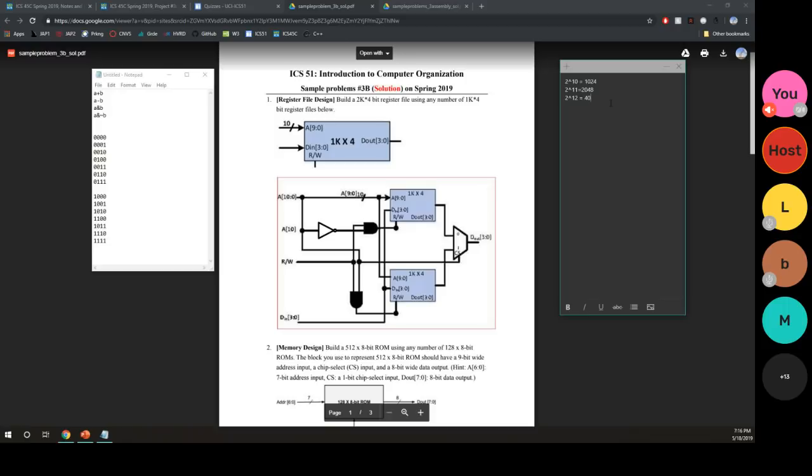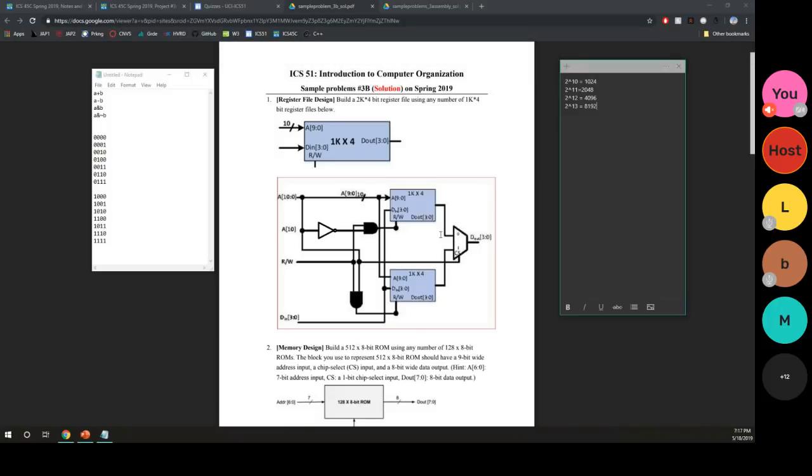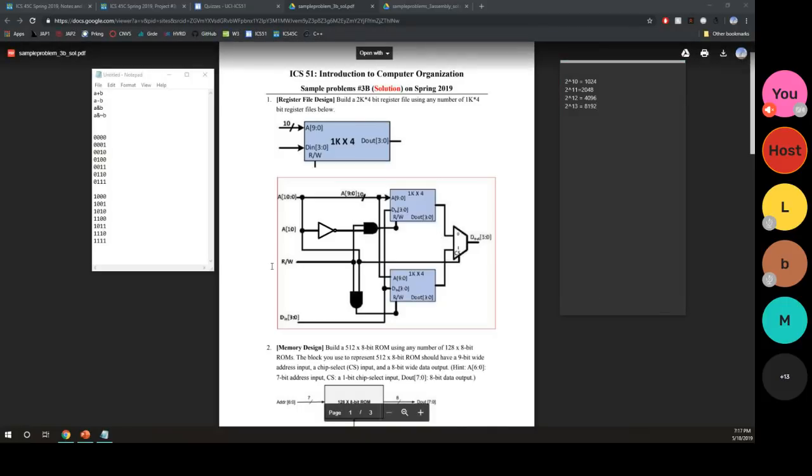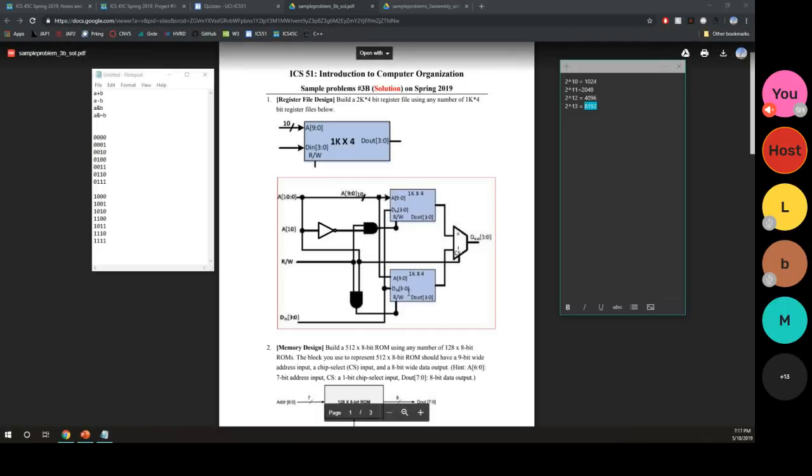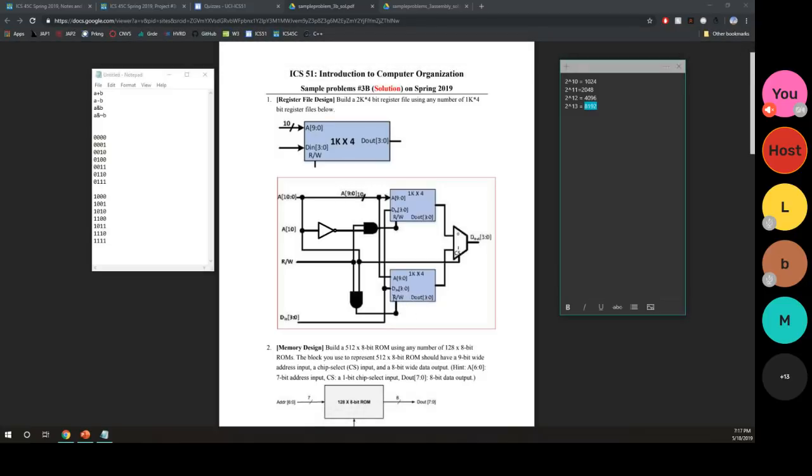What is it? 4096, and then 2 to the 13th is equal to 8192. Is that right? I think it's right. Which means that you would end up only having... Actually, no, you're right. Sorry, you would have 8 1K by 4 register files.